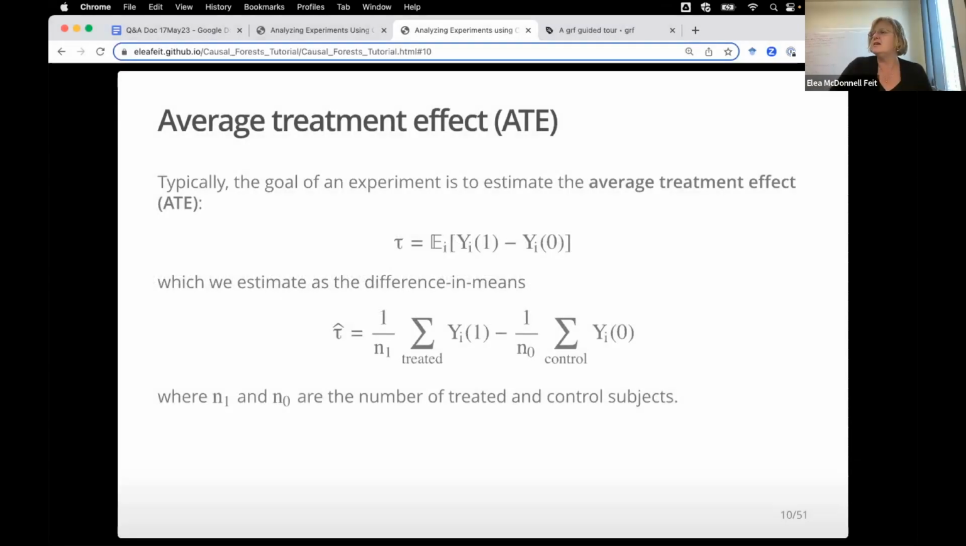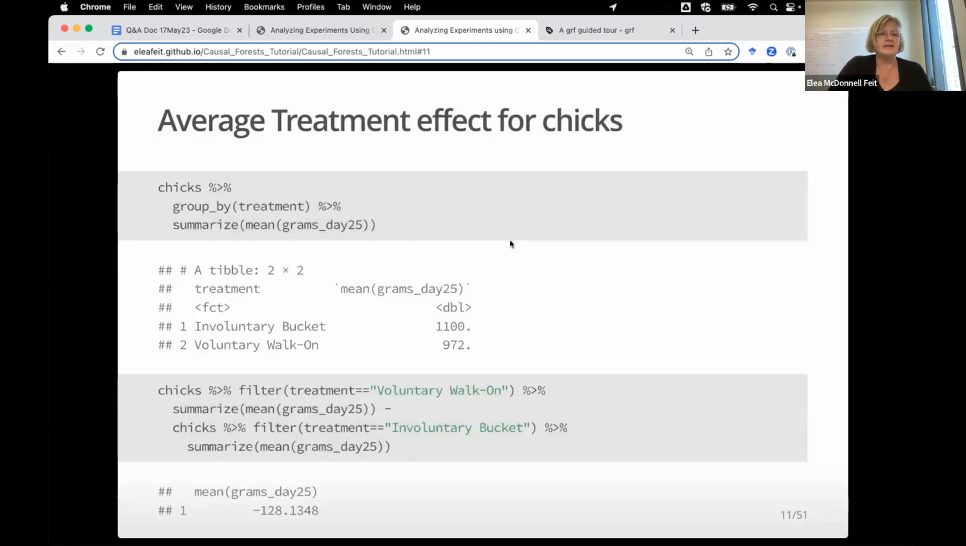So let's go ahead and see what that looks like for the chicks data. Oops, gotta make that the active window. So first, I'm just going to use a little dplyr here to take the chicks data, group it by treatment, and compute the mean. This is the mean for grams at day 25, which is our key outcome in this experiment.